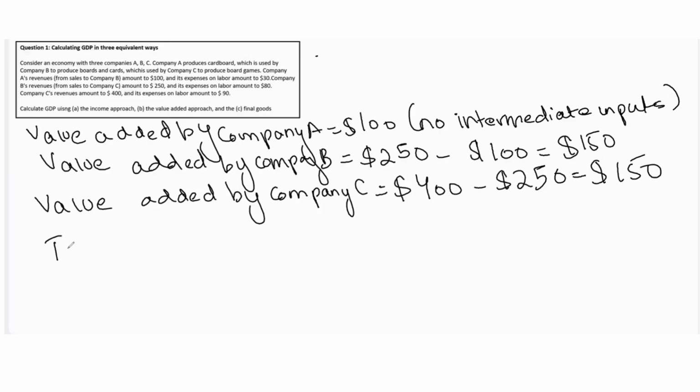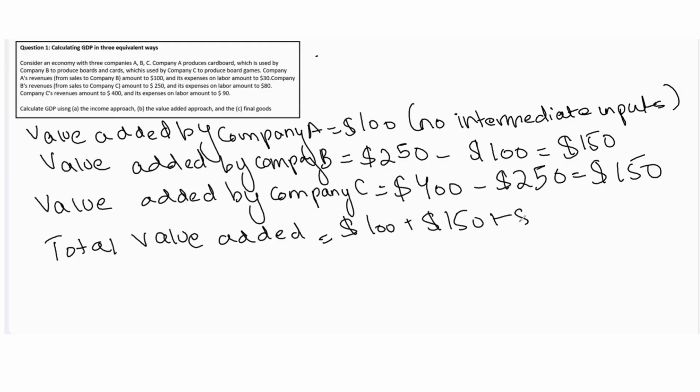So total value added in the economy, which we know is what GDP is by the value added approach, is equal to $100 plus $150 plus $150, which is essentially equal to $400. And this equals the value of the GDP that we calculated in part 1 using the income approach.